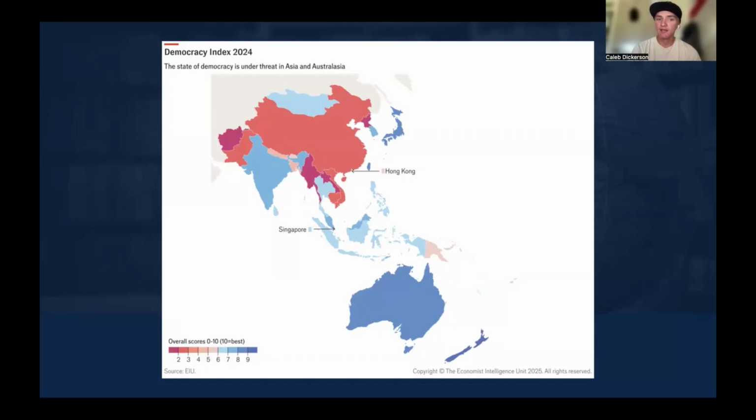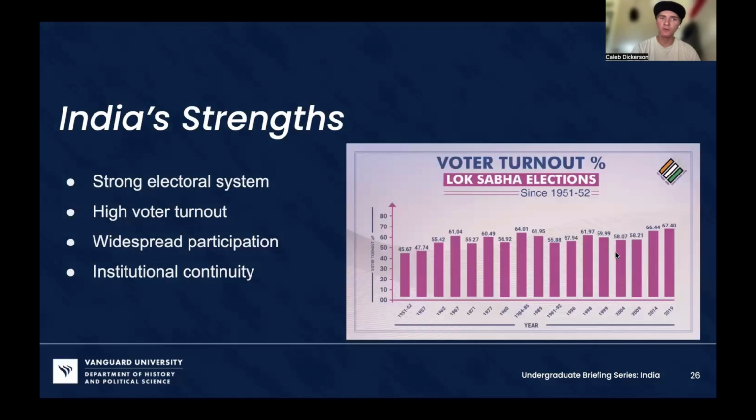We kind of see that India is really just this bright spot in that area. Very important. So if we're going to talk about India's strengths, they have a strong electoral system. They have a high voter turnout, widespread participation, institutional continuity.